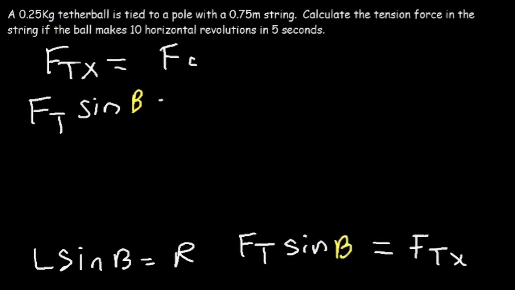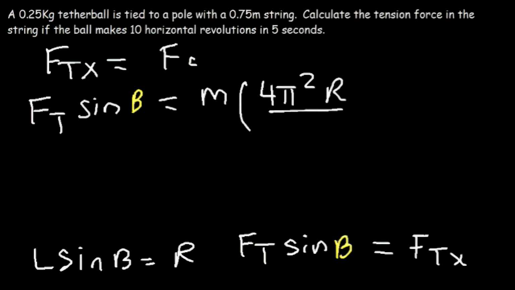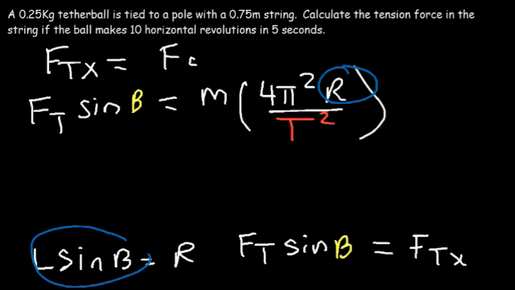And the centripetal force is mass times the centripetal acceleration. And the centripetal acceleration, we can make it equal to v squared over r, but we don't want to use that equation. We want to relate the centripetal acceleration to the period, because we can calculate the period from the number of revolutions per second. The other equation for the centripetal acceleration is 4 pi squared times the radius of the circle divided by the period squared. This is the one we want to use. So now we can replace the radius with L sine beta.